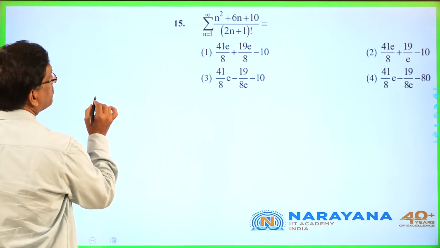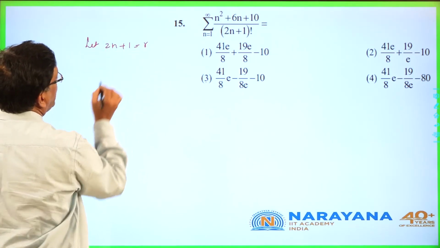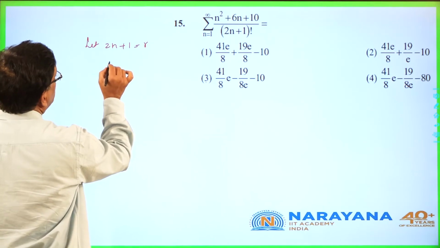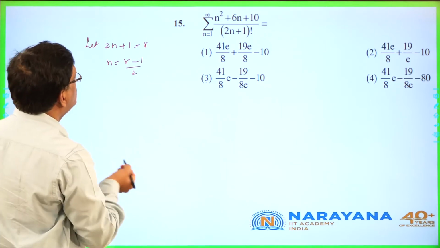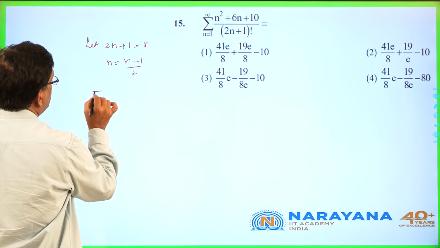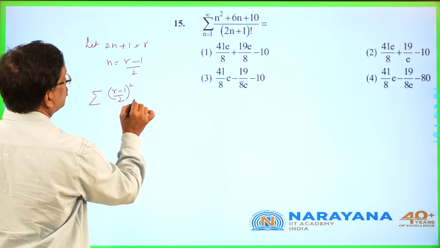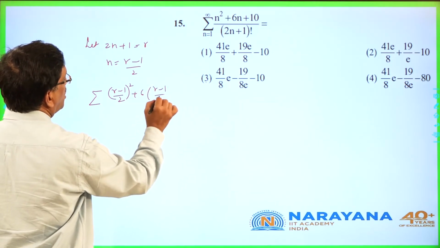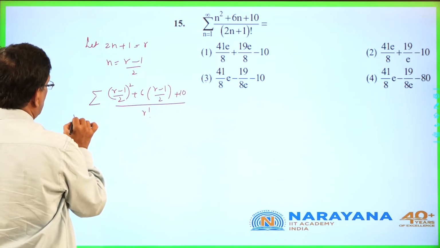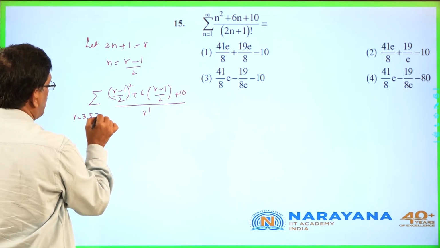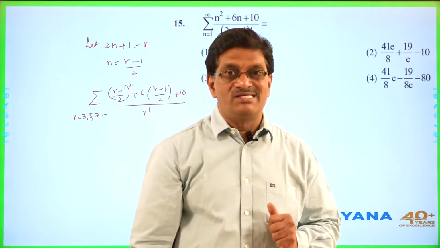Since the denominator is 2n plus 1, let 2n plus 1, I am taking it as r, so that n equal to r minus 1 by 2. That problem I am converting like this: r minus 1 by 2 whole square plus 6 into r minus 1 by 2 plus 10 by r factorial, where r takes 3, 5, 7, only odd numbers starting from 3 onwards, right?